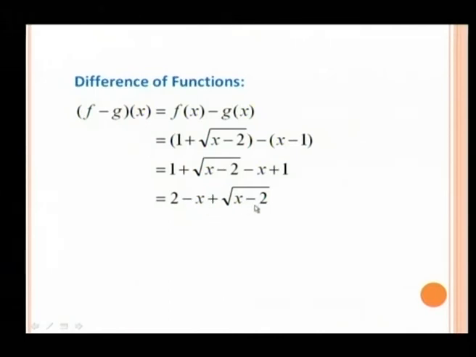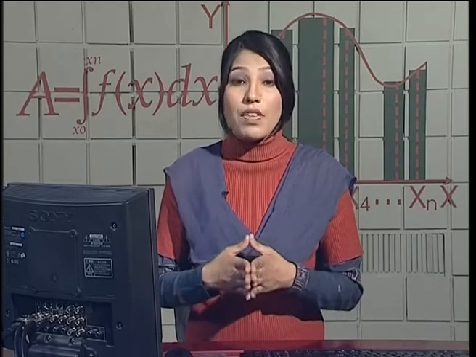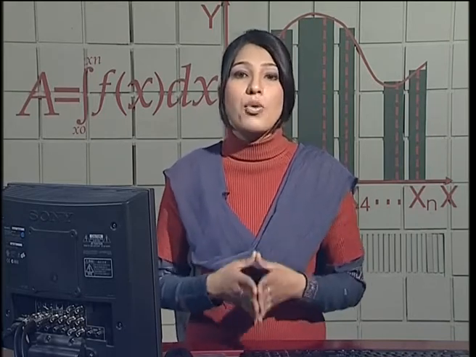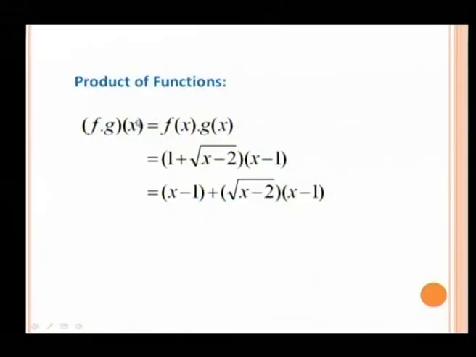x minus 2. Now we will find out the product of the two functions in the same way by putting the values of f and g in the product formula, which is on the screen. For the product of functions, we have f into g of x is equal to f of x into g of x.